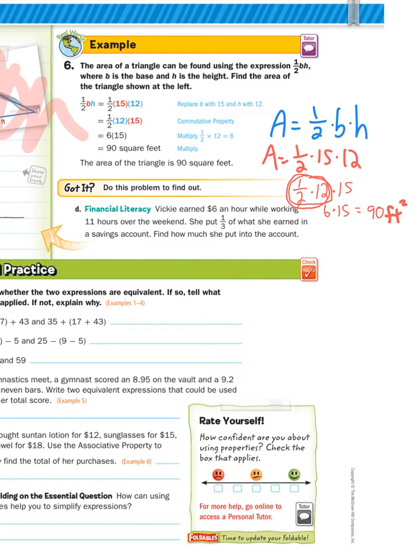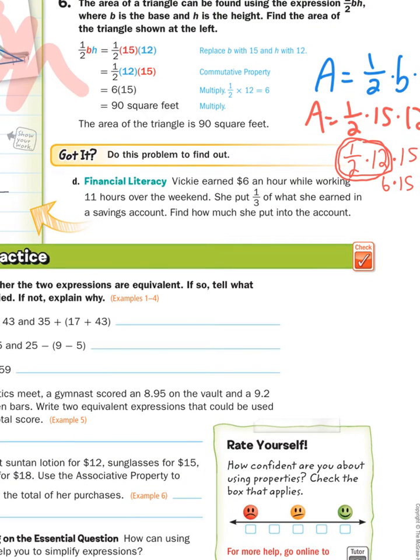Remember, let's read it first. D says, Vicky earns $6 an hour while working 11 hours over the weekend. So $6 an hour for each hour, and she worked 11 hours. She put 1/3 of what she earned in a savings account. Find out how much she put into her savings account.